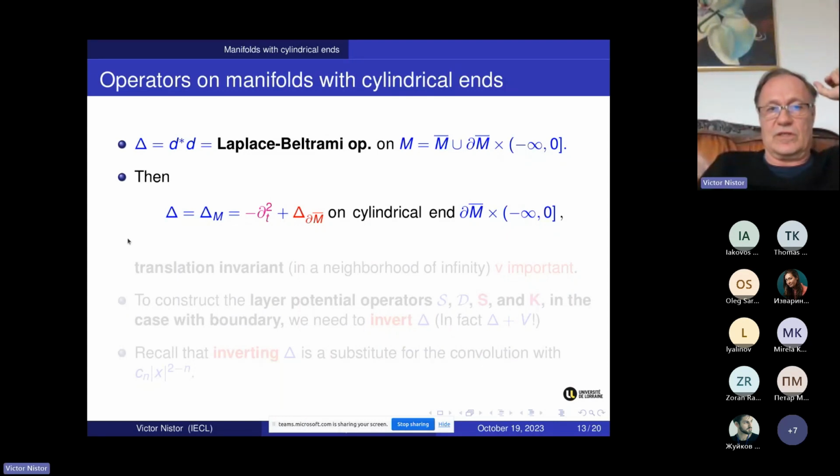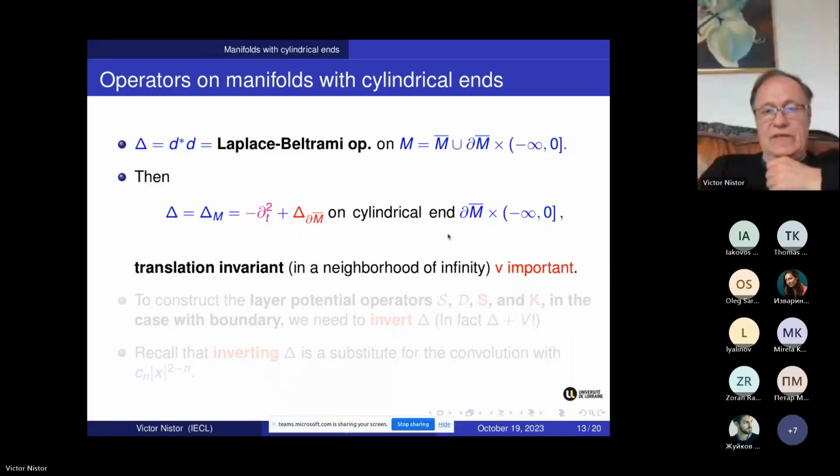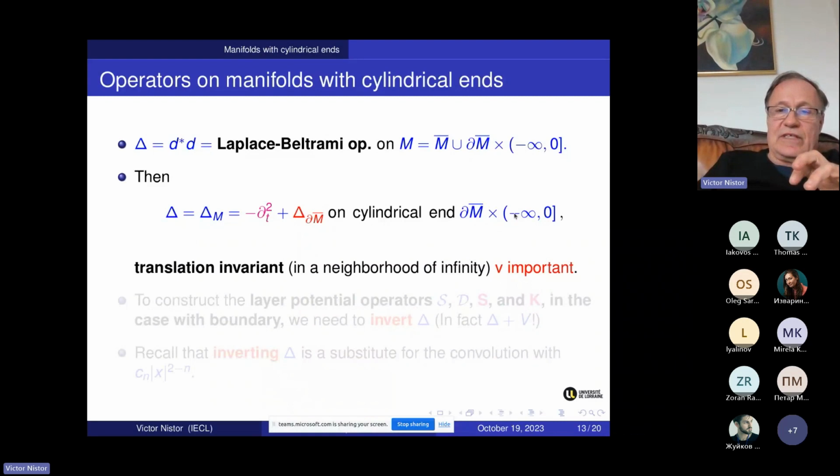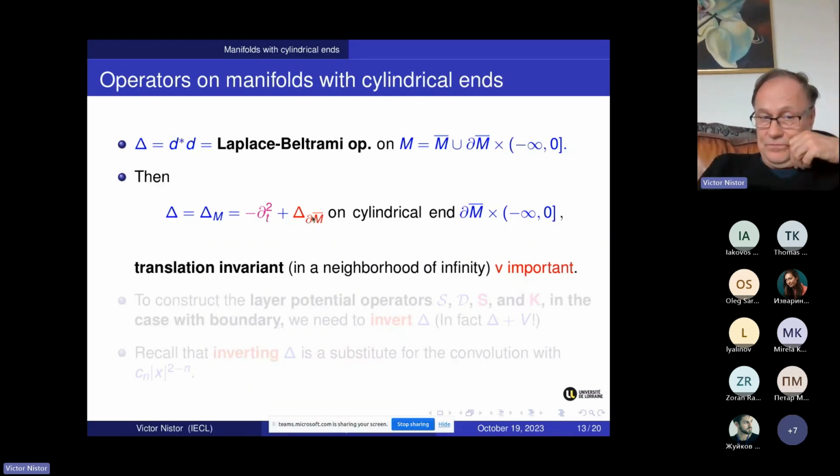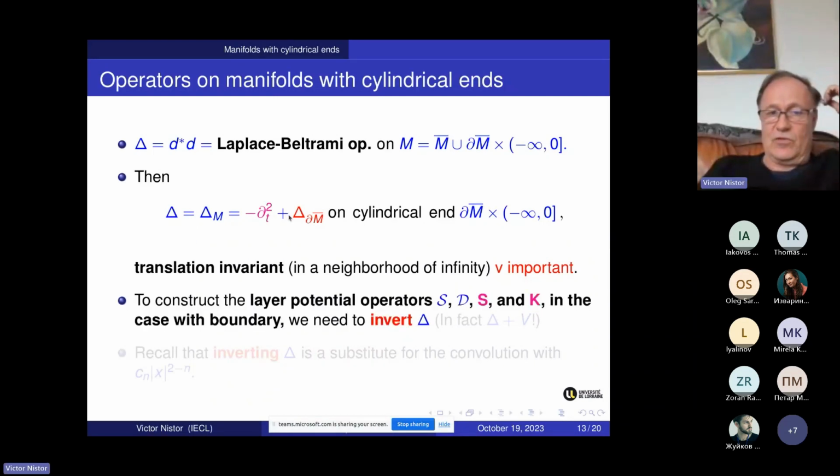We'll take a metric that is straight on the cylindrical length, and then the Laplacian will have the following form. I take the positive Laplacian. So t is the variable on the cylinder, so it's minus dt squared, plus the Laplacian on the boundary. If you think a little bit about it, we have this half-infinite cylinder, but if we are far away towards minus infinity, we can move left and right and do small translations back and forth. And then this operator is invariant under these local translations close to infinity. So this is the kind of operators that we will consider, or very closely related.